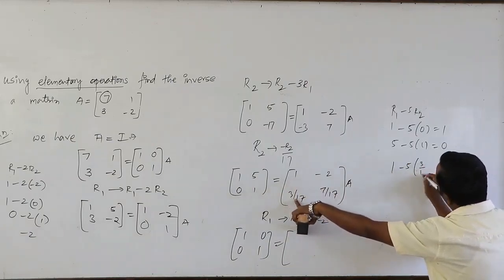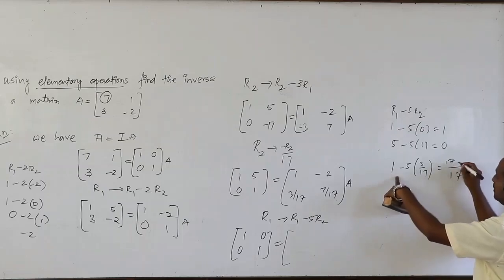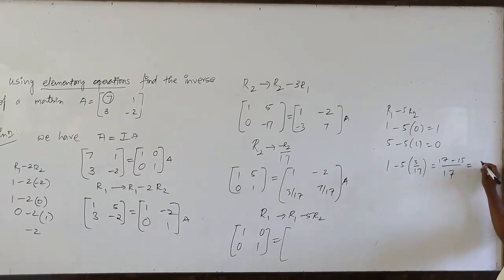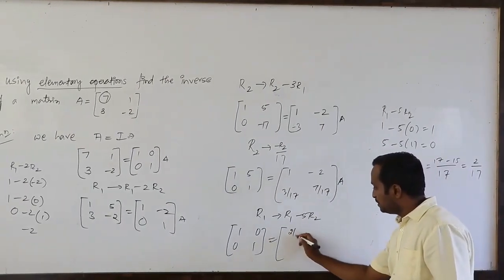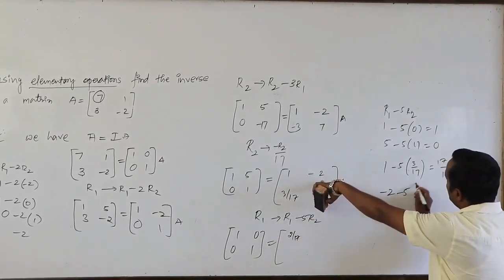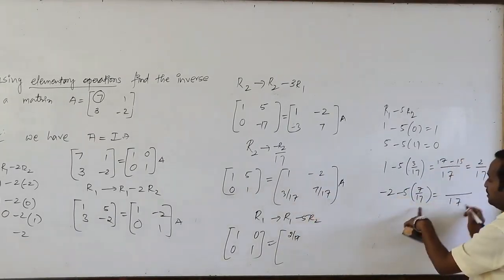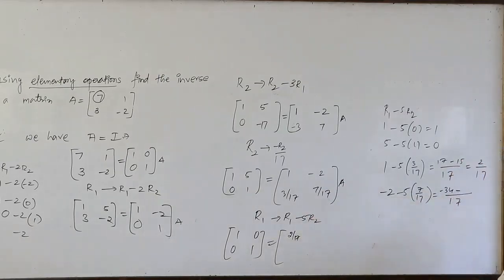R2 is 3 by 17. Be careful. 17 is the LCM. 17 minus 5 3s are 15. So 17 minus 15 it is becoming what? 2 by 17. 17 minus 15, 2 by 17. Next it is minus 2 minus 5 R2. R2 is 7 by 17. So LCM is 17. 17 2s are minus 34. Minus 5 7s are minus 35.